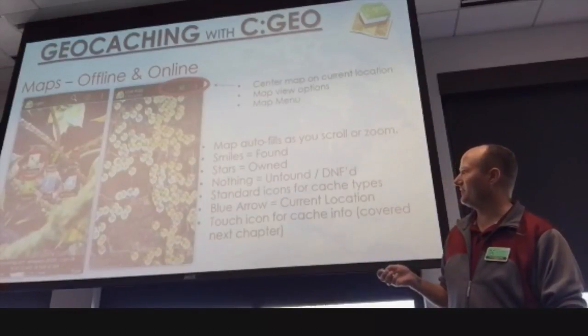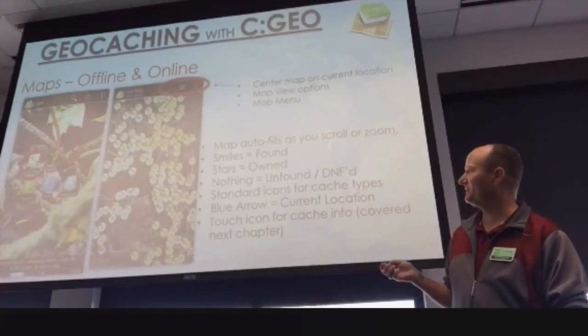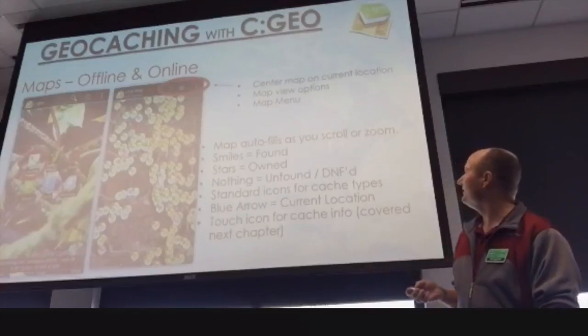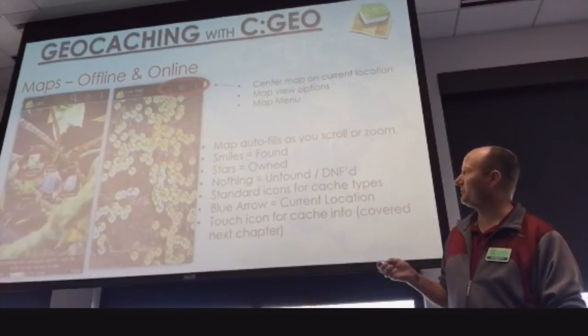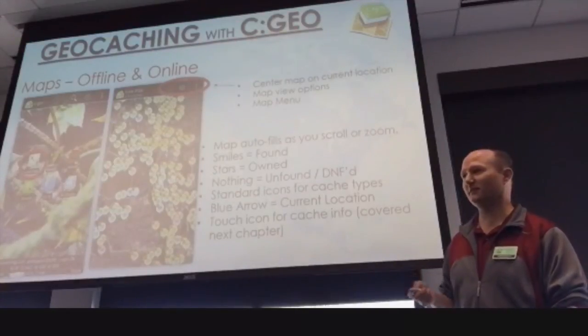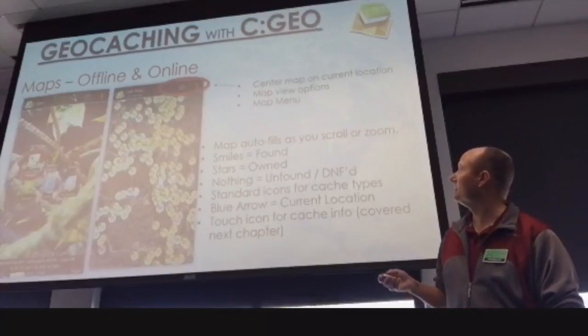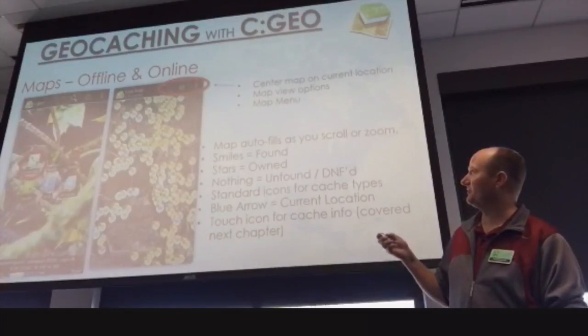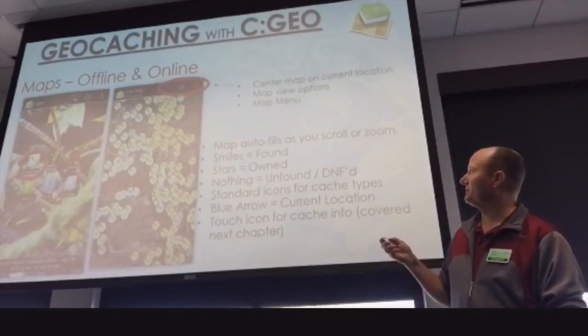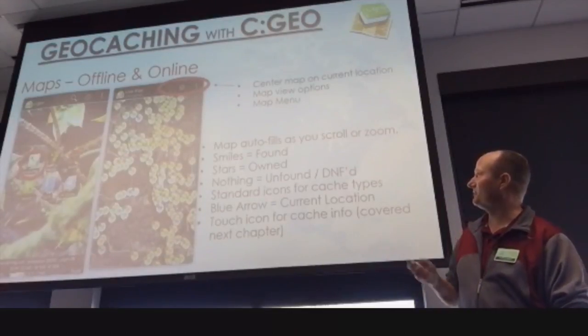Standard icons, you've got traditional, letterbox, mystery, virtual, there's a multi in there somewhere. The blue arrow is where your current location is. And then you just touch whichever cache you want to get more info on, which we'll cover in the caching chapter. And if you hit that button, it centers on yourself, which is the blue arrow. And then there's different map view options we'll cover, and also the map menu we'll cover.